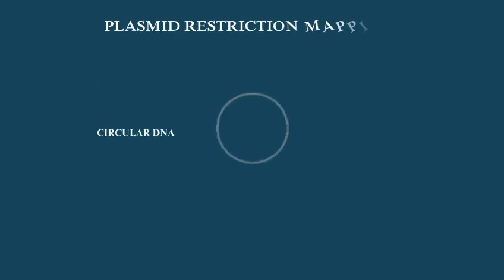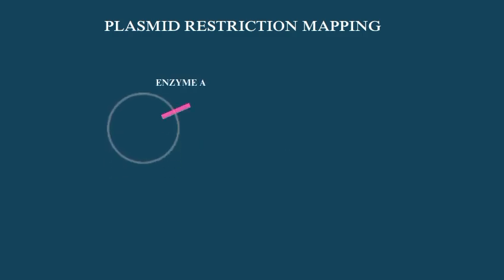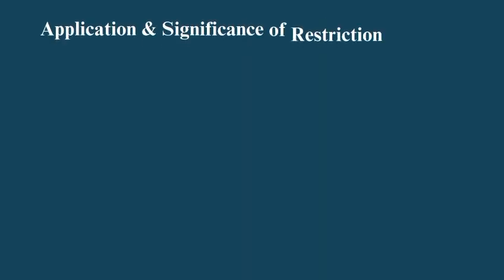Plasmids are circular DNA molecules found in bacteria. Restriction mapping works a little differently here. With one enzyme cut, the plasmid becomes a linear piece, giving one fragment. With two enzymes, we get two or more fragments depending on their positions. For example, enzyme A produces one 6 kb fragment, and enzymes A plus B produce two fragments, 2 kb and 4 kb.